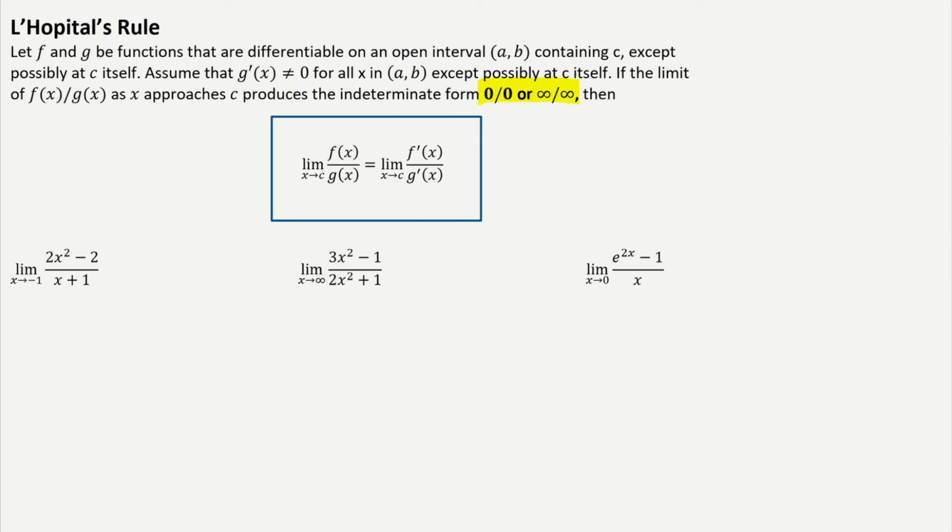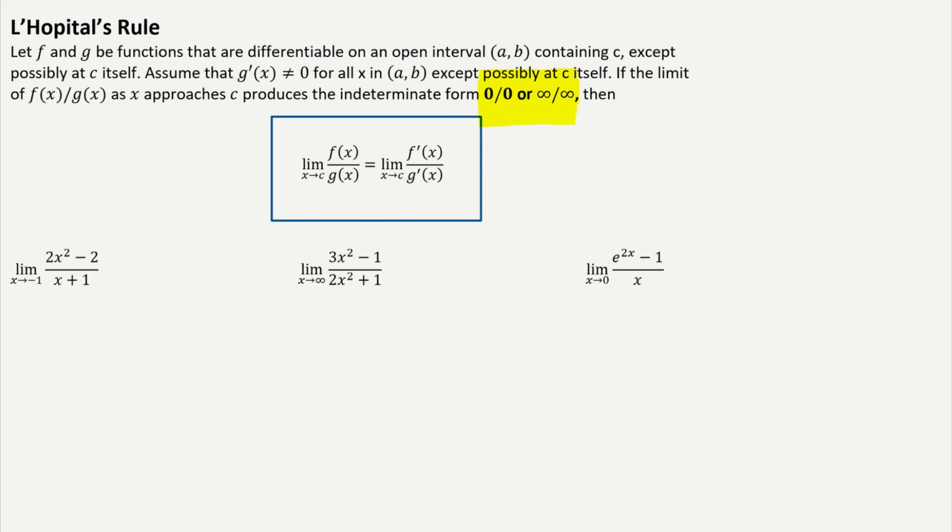But it's really important. You can only apply L'Hopital's rule if the original limit is an indeterminate of this form, 0 divided by 0 or infinity divided by infinity. You cannot just go applying it to every single limit. You will get yourself in trouble. You need to only apply it to these indeterminate forms.